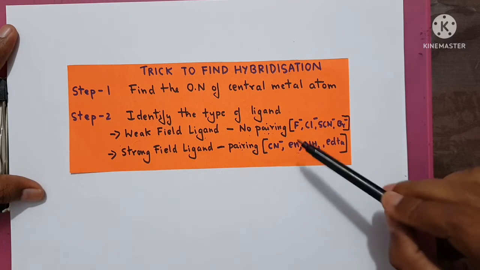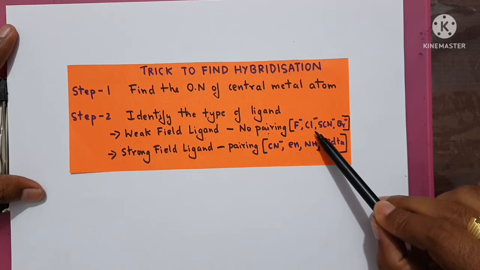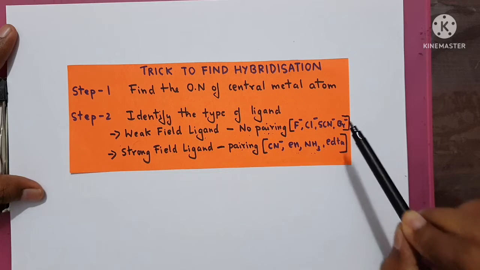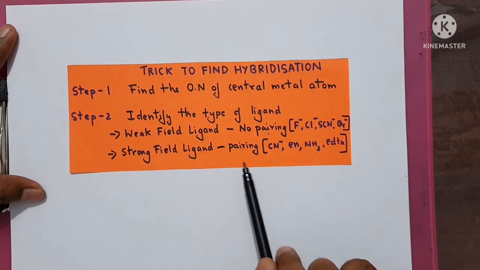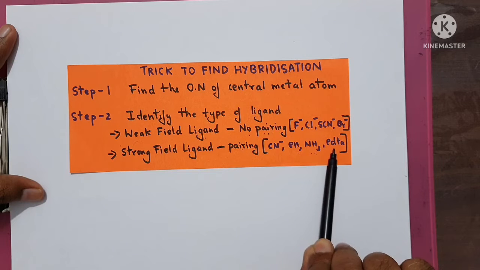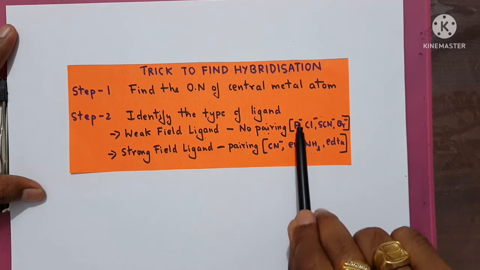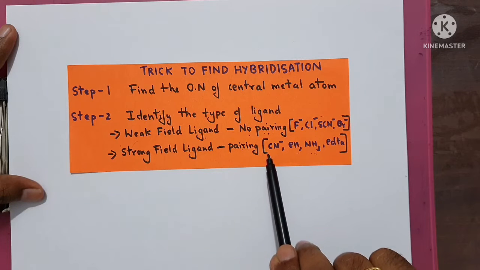Remember, some common examples of weak field ligands are fluorido, chlorido, thiocyanato, bromido. Some strong field ligands are cyanide, ethane-1,2-diamine, NH3, EDTA, etc. Commonly we use these ligands to find the hybridization.